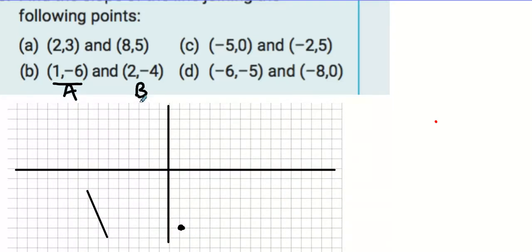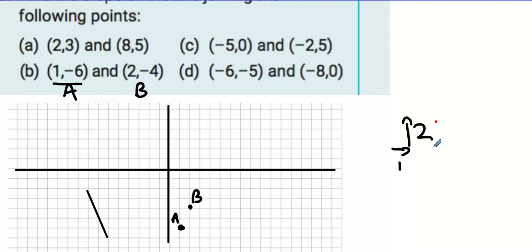Okay, for argument's sake, I'm going to call that A. Where's the location of B? 2 across and... I already know the answer to this. Look at the difference. It's 1 across and 2 up. That's actually a slope of 2, believe it or not, right?